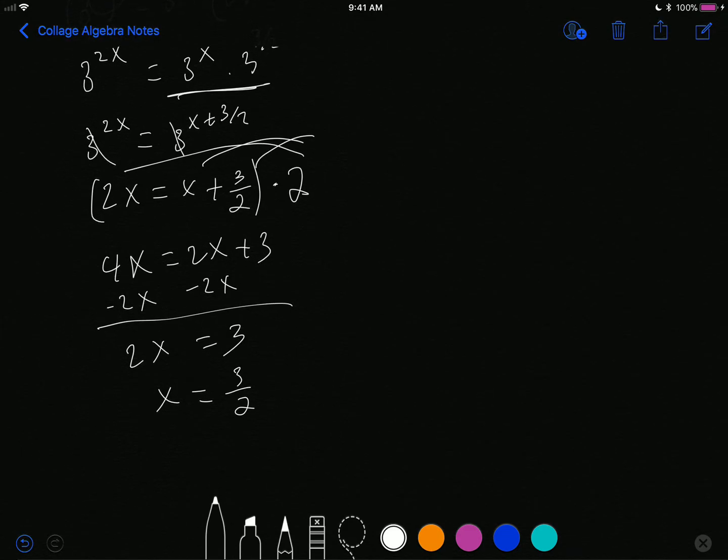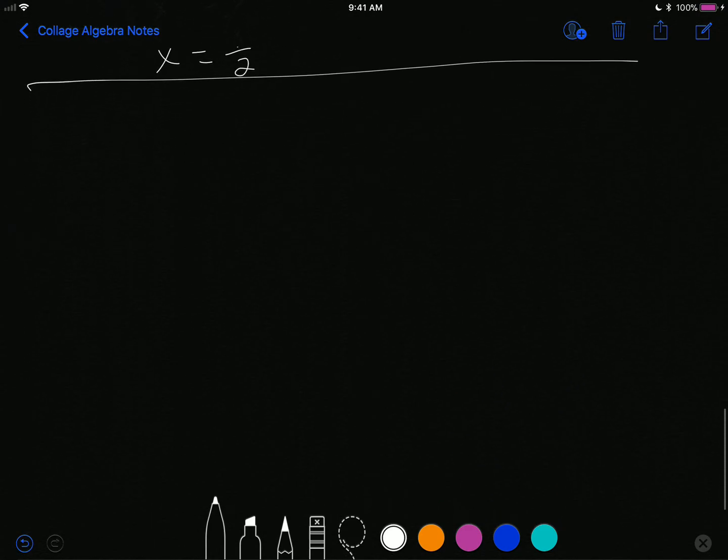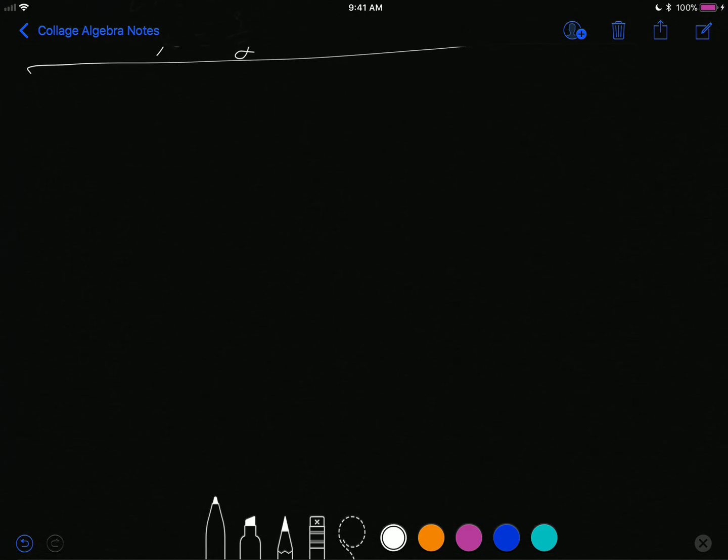Alright, so that's the first kind of equation where they have several types of variables and expressions floating about, and we got to get the common denominator, get rid of the fractions, get rid of the radicals, and then cancel bases in the end and solve. Sometimes, however, we cannot make the bases the same.